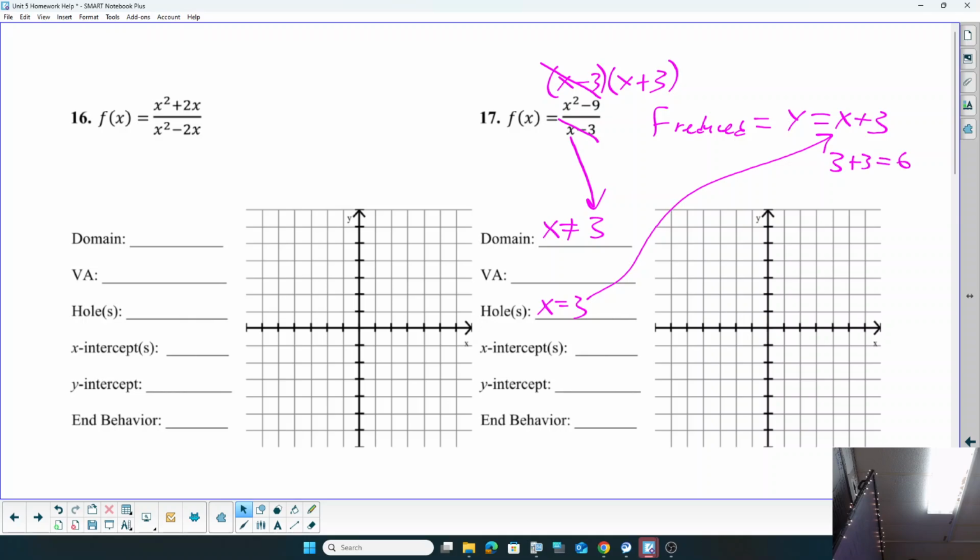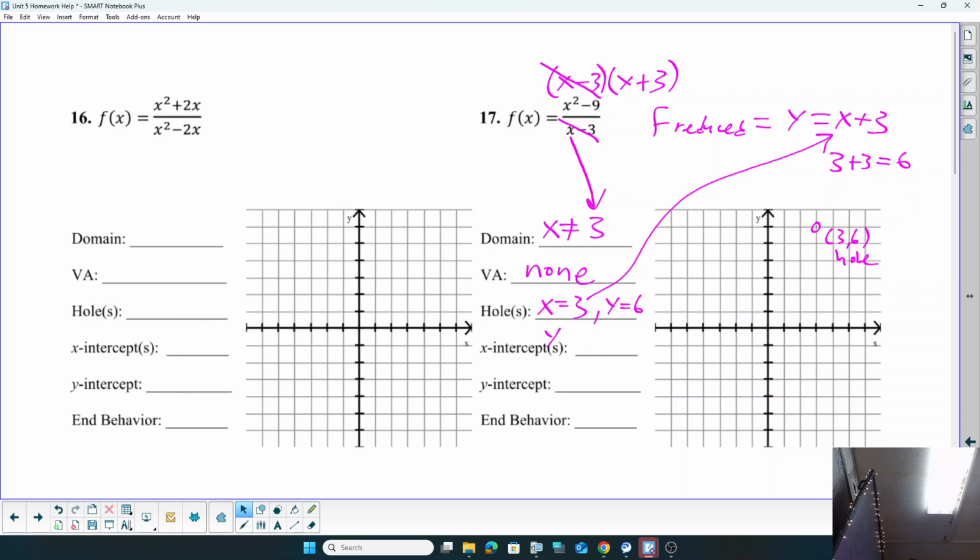So that's going to be just y equals x plus 3. And so we take the x value of our hole and stick it in there. So we get 3 plus 3 is 6. And so our y value is 6. So over 3, up 1, 2, 3, 4, 5, 6 is where our hole is. At (3, 6), that's our hole, our removable discontinuity. Okay, so then the vertical asymptote, we have none, because they canceled out on the bottom. They're all gone.